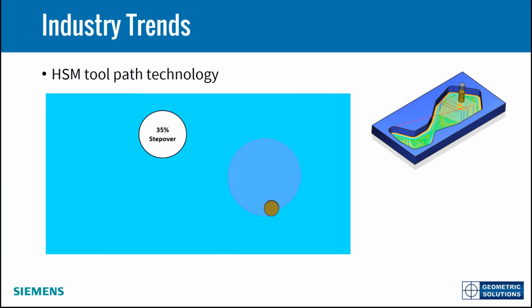Another trend is high-speed machining toolpath technology. Now, this actually hit the market about 15 years ago, so it's not new. And just about every vendor, they have some form of high-speed machining toolpath technology. Now, Solid Edge Cam Pro, we've got a great solution. And we'll spend some time later talking about why we think that the Siemens solution has a leg up on the competitors.